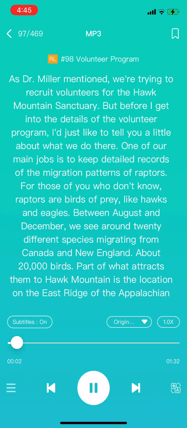As Dr. Miller mentioned, we're trying to recruit volunteers for the Hawk Mountain Sanctuary. But before I get into the details of the volunteer program, I'd just like to tell you a little about what we do there. One of our main jobs is to keep detailed records of the migration patterns of raptors. For those of you who don't know, raptors are birds of prey, like hawks and eagles.